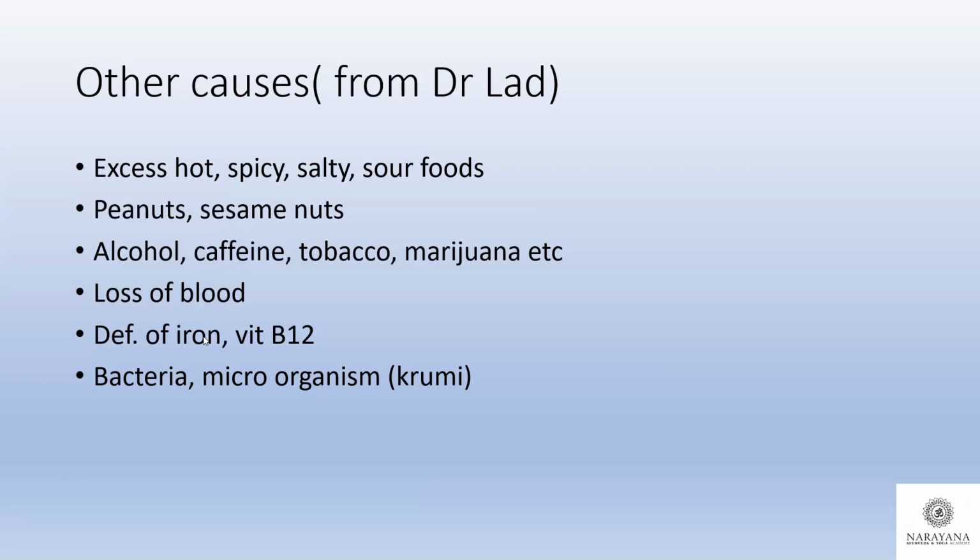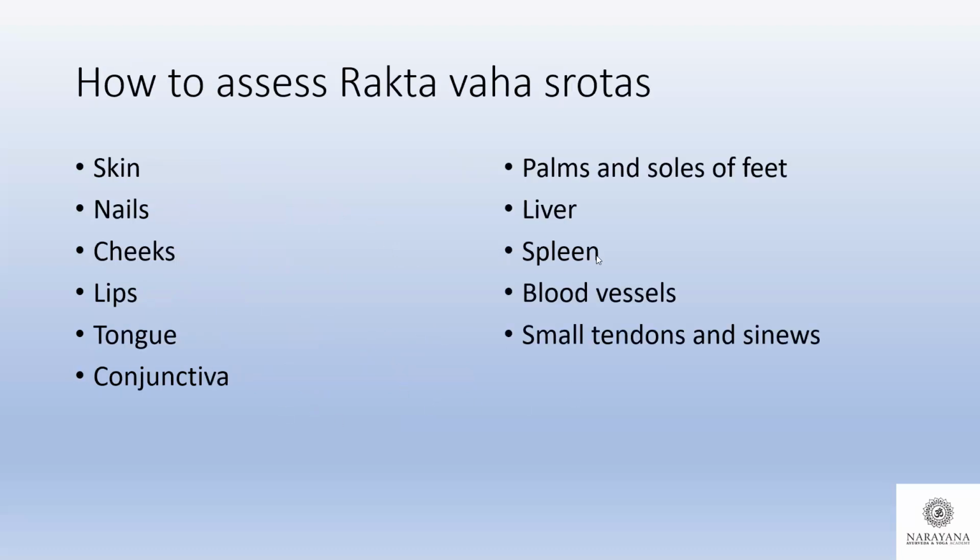So deficiency of iron and vitamin B12 will affect our ability to form the Rakta Dhatu itself. And if you have specific infections of certain bacteria, certain microorganisms, which are krimi, microorganisms and parasites and all that, those can also affect our Raktavaha srotas. So this is another, for want of a better word, some of these are like a modern list. That's not the official term, I'm just saying. Now, how do you assess the Raktavaha srotas?